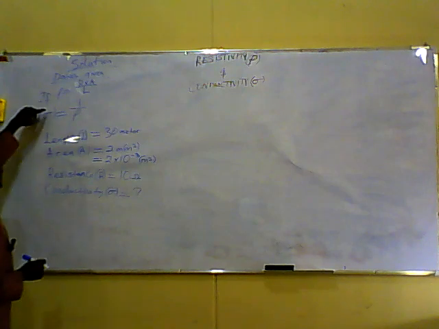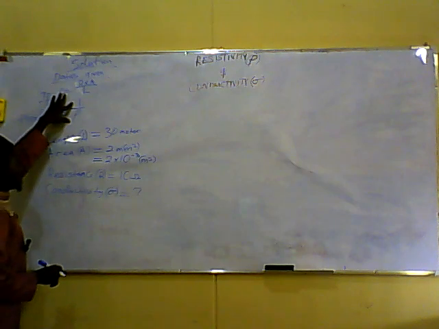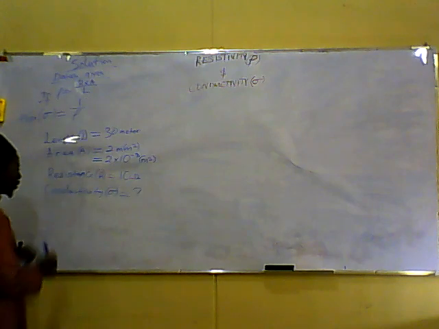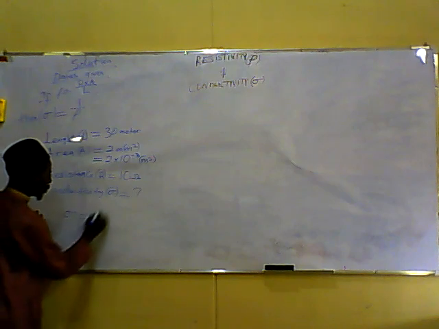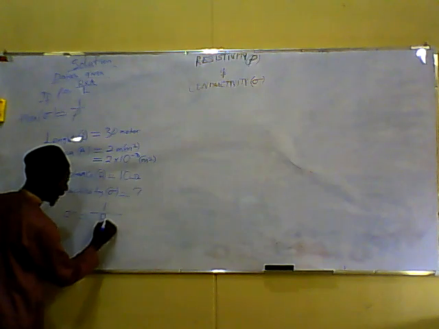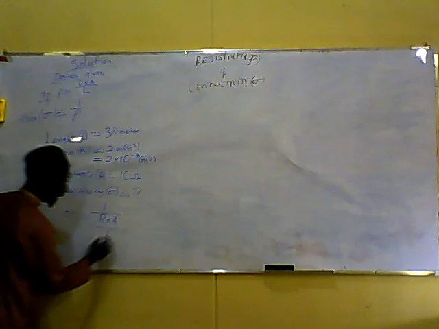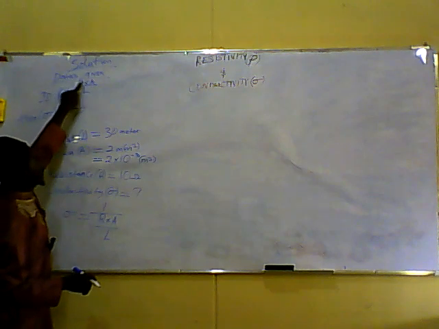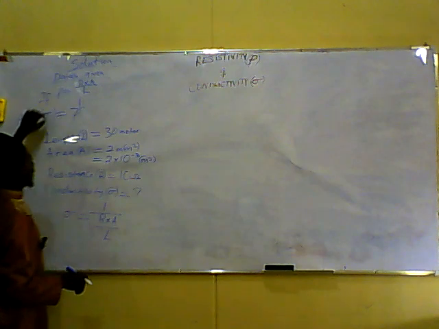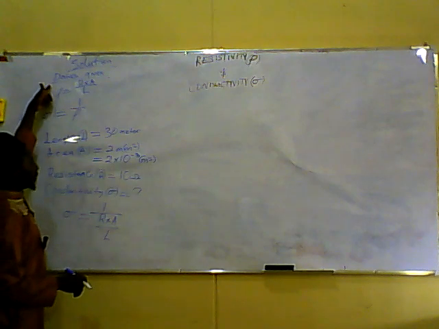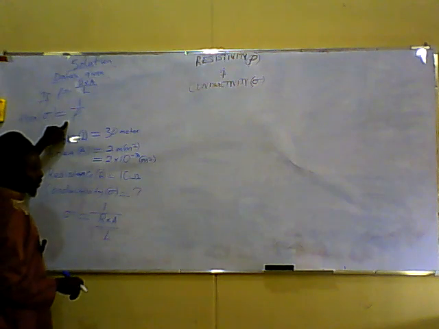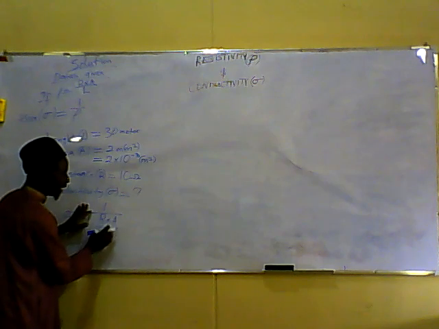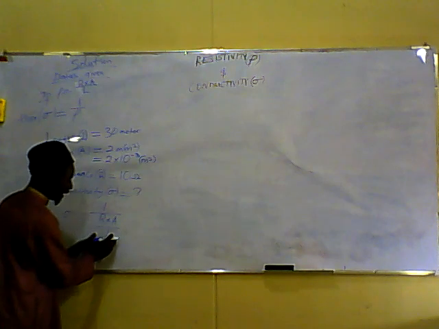But remember that conductivity is the inverse of resistivity, and resistivity is R times A divided by L. So therefore, our conductivity will be equal to 1 all over R times A divided by L. That is, I repeat, if resistivity, which is rho, is equal to R times A divided by L, and conductivity is the inverse of resistivity, which is 1 divided by rho, then conductivity will be equal to 1 divided by R times A divided by L, since RA divided by L is resistivity.